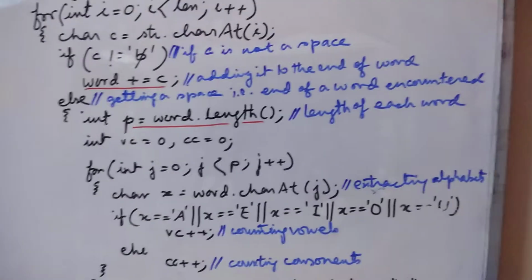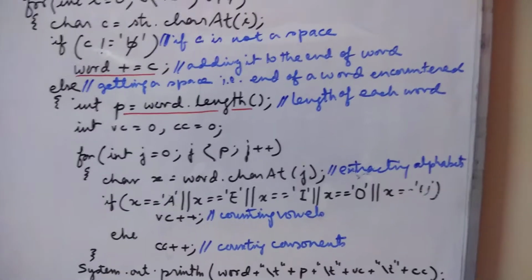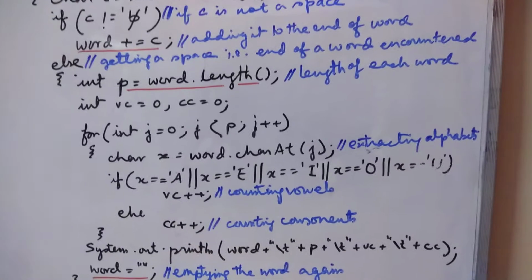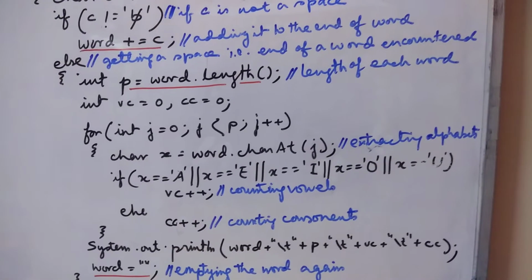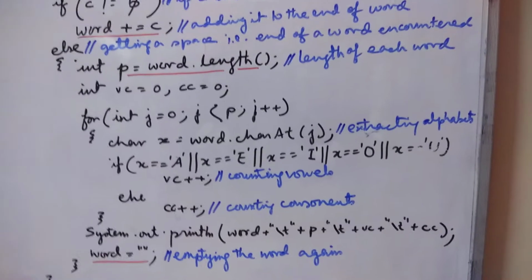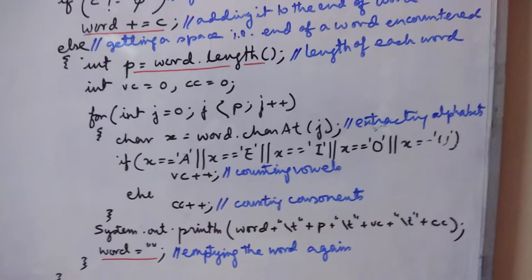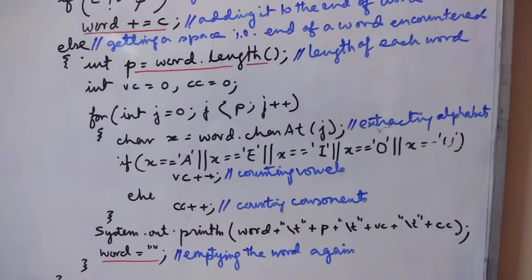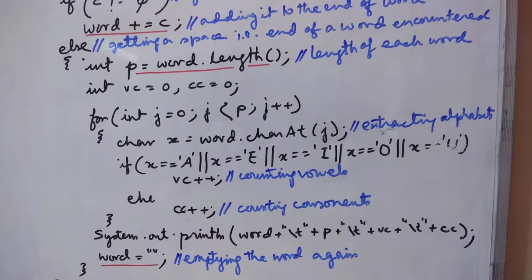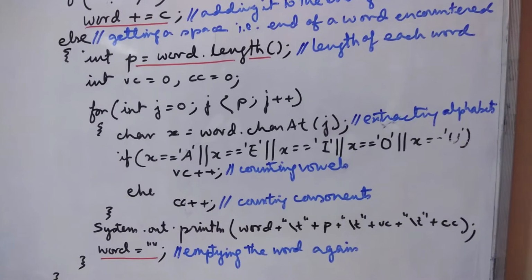When I get a space, that means the else is getting a space. So one word is extracted. We come to the end of one particular word. So here I am doing int p = word.length(). So for the word you have extracted, you are getting the length of that. I'm taking two variables, vc and cc, for vowel count and consonant count.